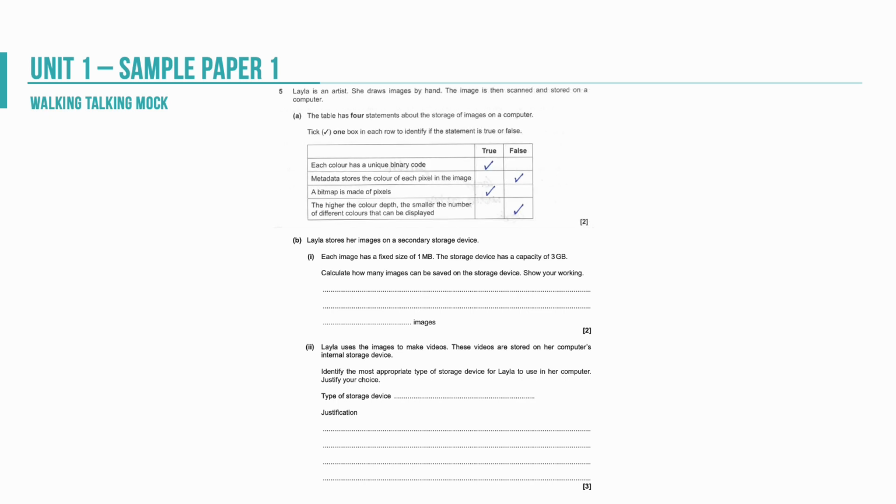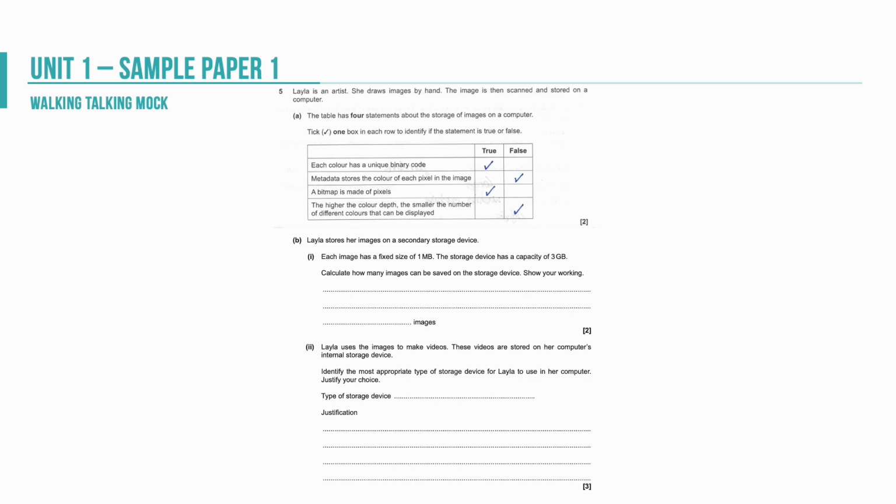So each colour has a unique binary code, true. Metadata stores the colour, well, no, it doesn't. A bitmap is made up of pixels, yeah, it is. And the higher the colour depth, the smaller the number of colours is definitely false.